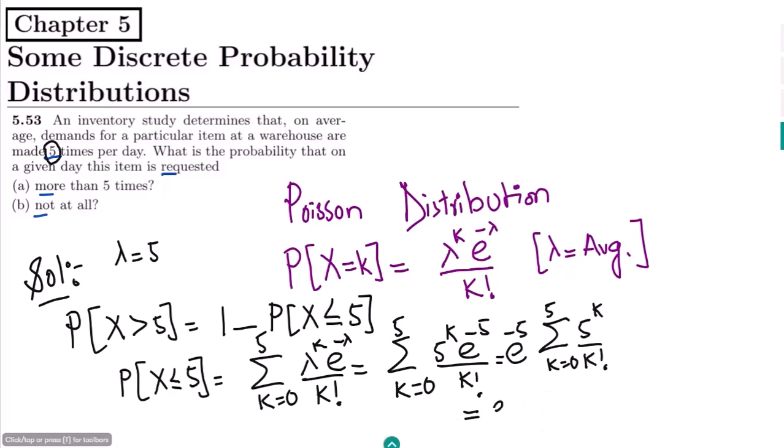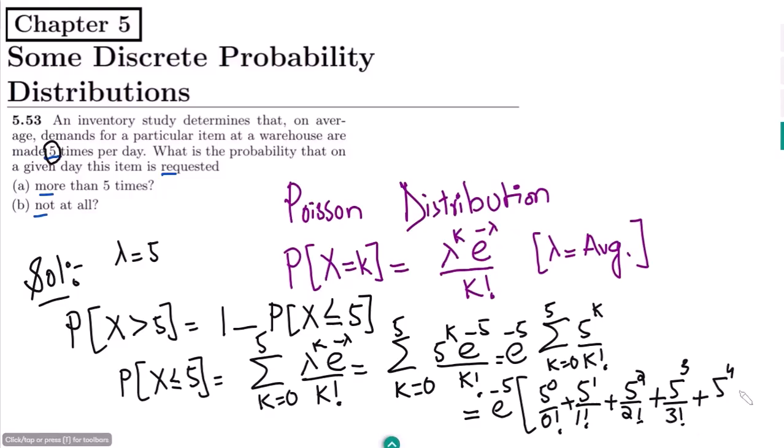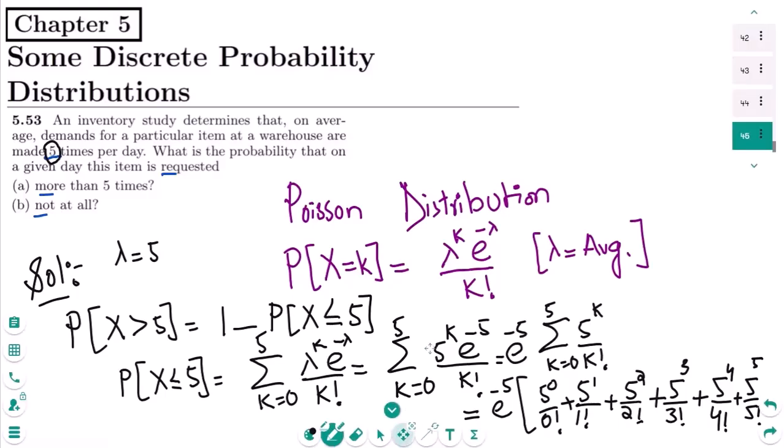It would be the exponential of minus 5, and it would be 5^0 divided by 0 factorial plus 5^1 divided by 1 factorial, because k is ranging from 0 to 5. Also 5 square divided by 2 factorial plus 5 cube divided by 3 factorial plus 5 raised to power 4 divided by 4 factorial plus 5 raised to power 5 divided by 5 factorial. Okay, so finding it out, and then let me move down somehow.